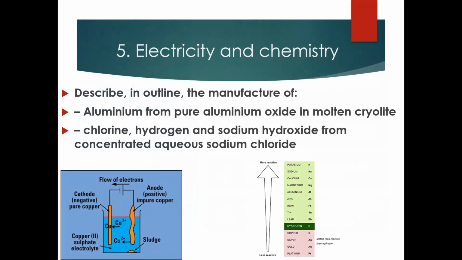You need to describe in outline the manufacture of aluminum from pure aluminum oxide in molten cryolite, and the electrolysis of brine, where you get chlorine, hydrogen, and sodium hydroxide from concentrated aqueous sodium chloride.